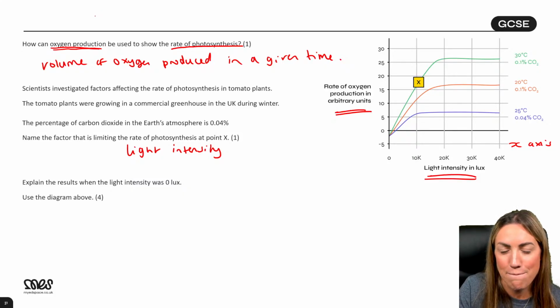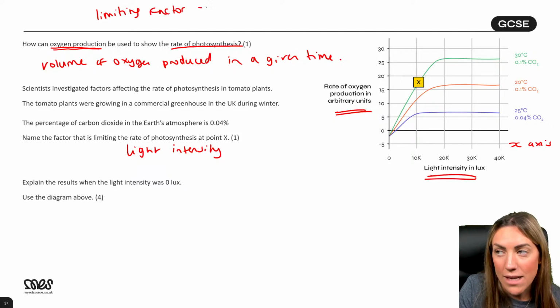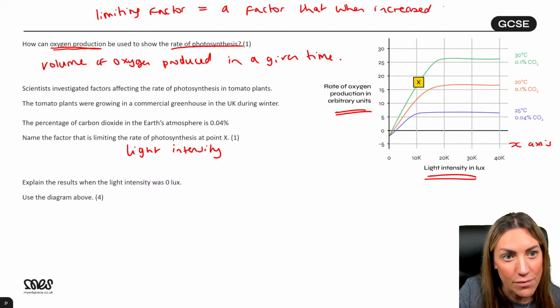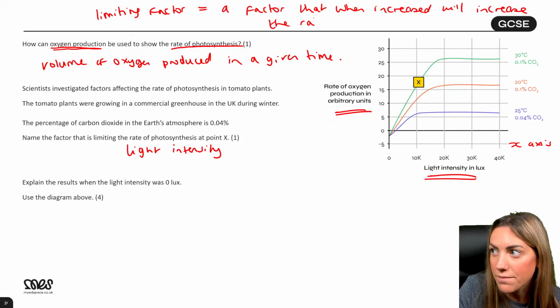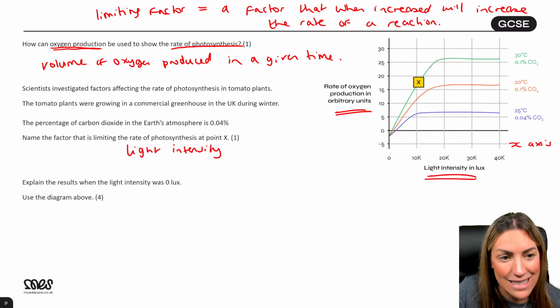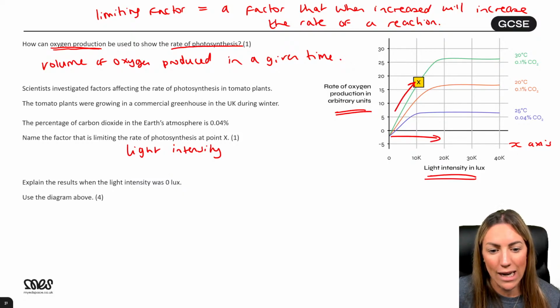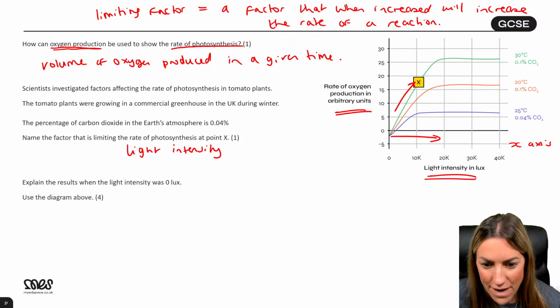The proper way to remember this is if you learn your definition of a limiting factor. A limiting factor is a factor that, when increased, will increase the rate of a reaction. And if you look at the region marked X, as I increase the light intensity, I'm increasing the rate of reaction. Therefore, light intensity is the limiting factor. Okay?